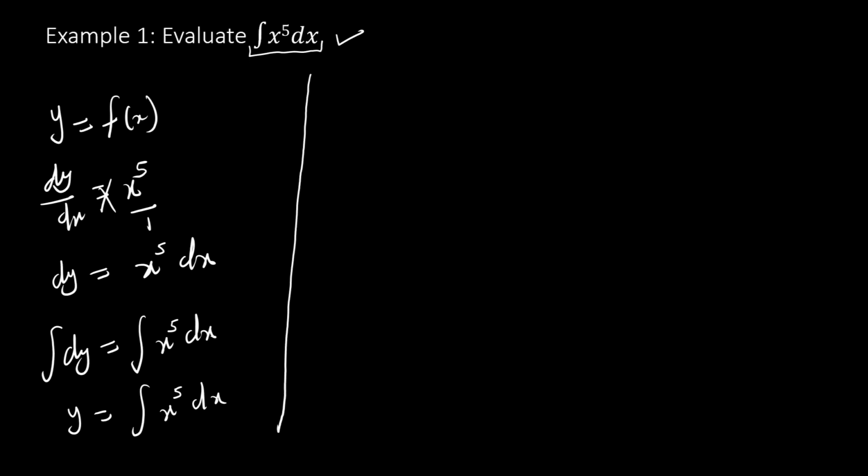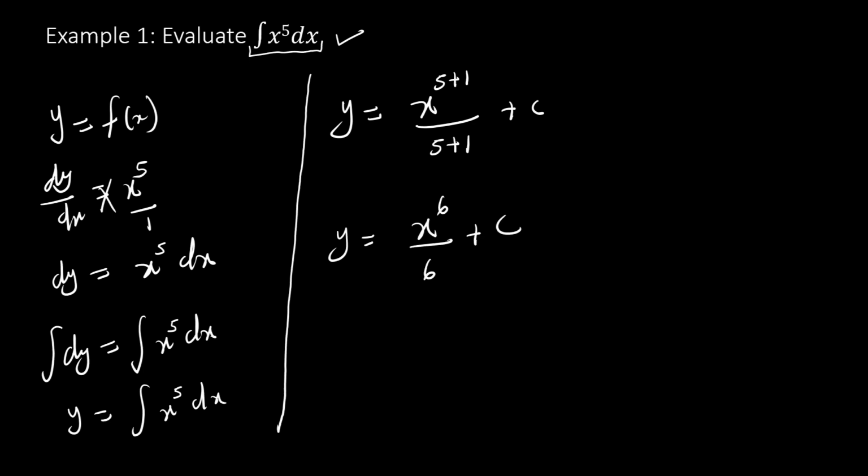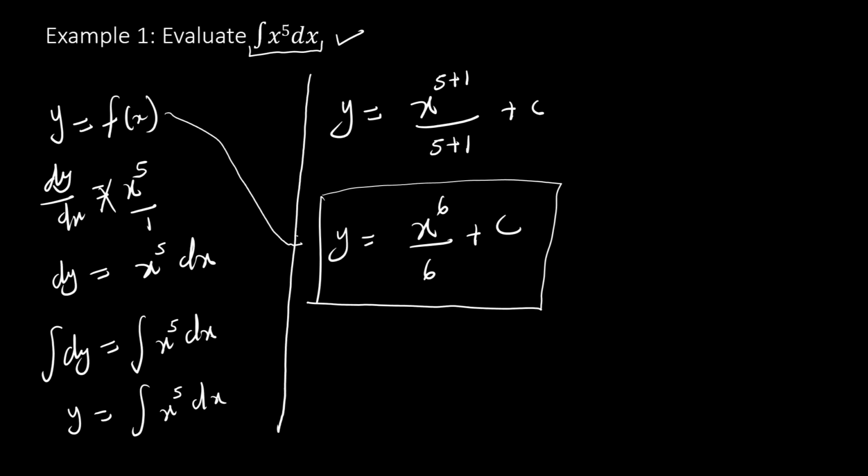From what we wrote in the previous slide about the general solution of integration, we have here that y equals x to the power of 5 plus 1 over 5 plus 1 plus c, and this equals y equals x to the power of 6 over 6 plus c, and this is the answer. So this expression y equals f of x is simply this. Therefore, if we differentiate y, which is x to the power of 6 over 6 plus c, we are going to have x to the power of 5.